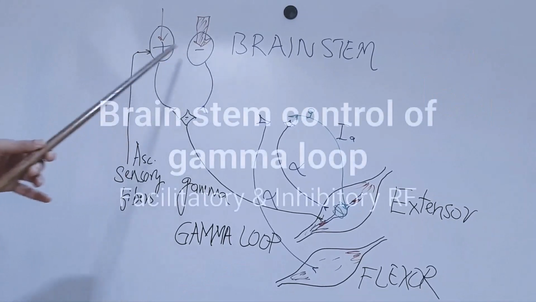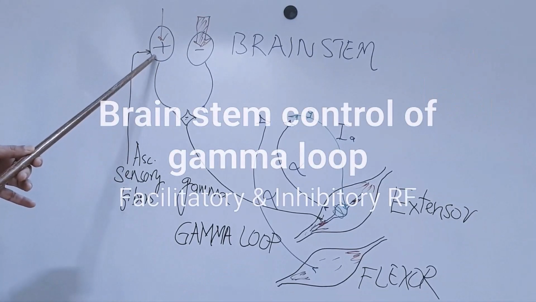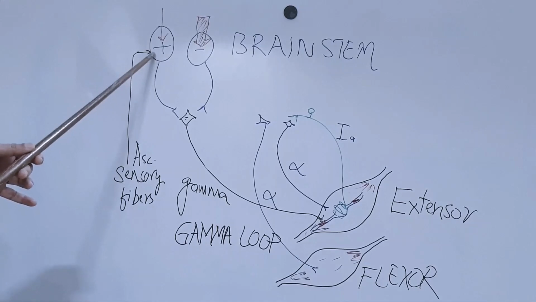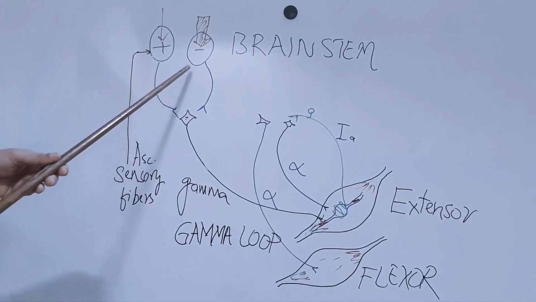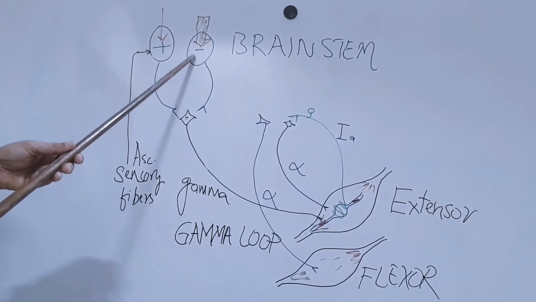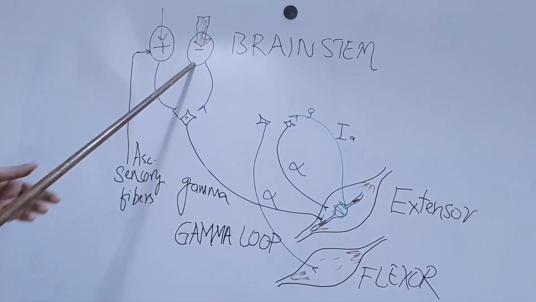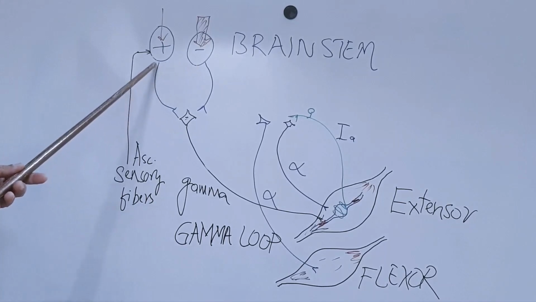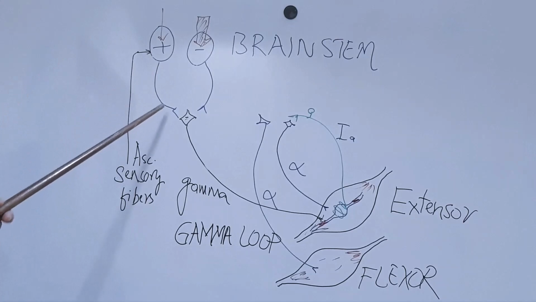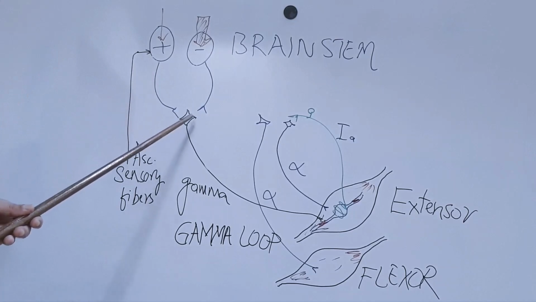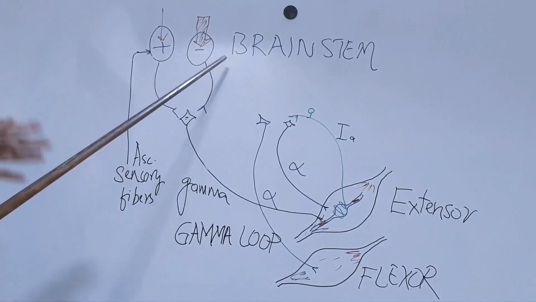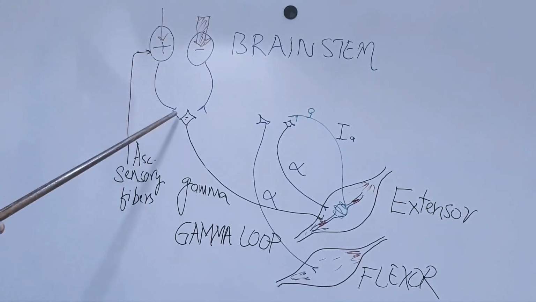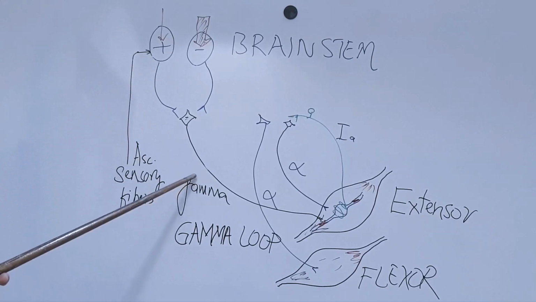Let us look at the brainstem control of the gamma loop by the reticular areas. There is a large facilitatory area in the pons and a smaller inhibitory area in the medulla. Both these influences act on gamma motor neurons. So the brainstem centers control the gamma motor neurons acting through facilitatory and inhibitory drives. Therefore, the gamma loop is altered by these centers.